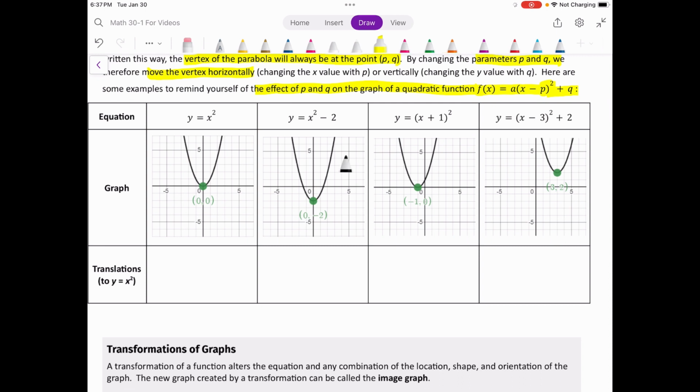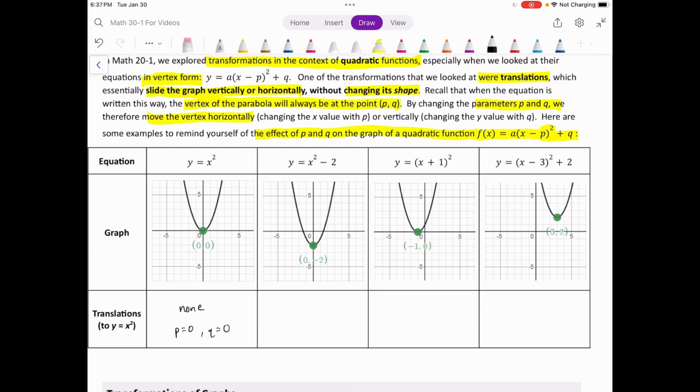Think about each of these equations and their associated graphs as translations of y equals x squared. So for y equals x squared, the translations to y equals x squared are obviously none, right? We haven't performed any translations here. Our p is 0. Our q is 0. You can see in the equation, if we look at this as y equals a times x minus p squared plus q, how do I get the equation to be y equals x squared? Well, p would need to be 0, q would need to be 0. It just hasn't been translated, okay?